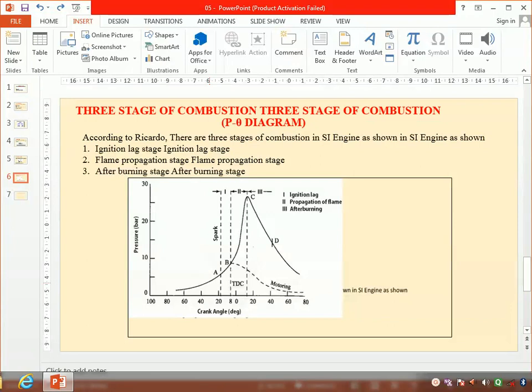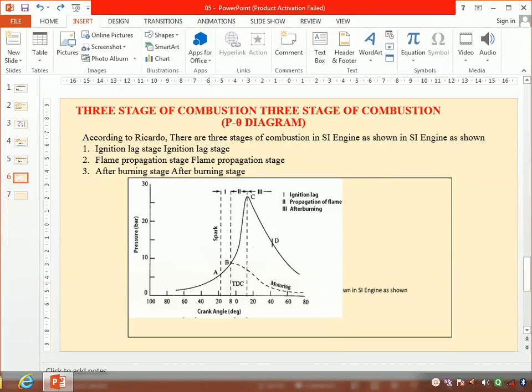So according to Ricardo, there are three stages of combustion in SI engine. As shown in the figure, that is pressure versus crank angle, the actual P theta diagram. In the examination they ask: explain the P theta diagram in SI engine, or combustion stages in SI engine. The answer is the same for both questions. Getting? So here the stages are followed in these three categories.